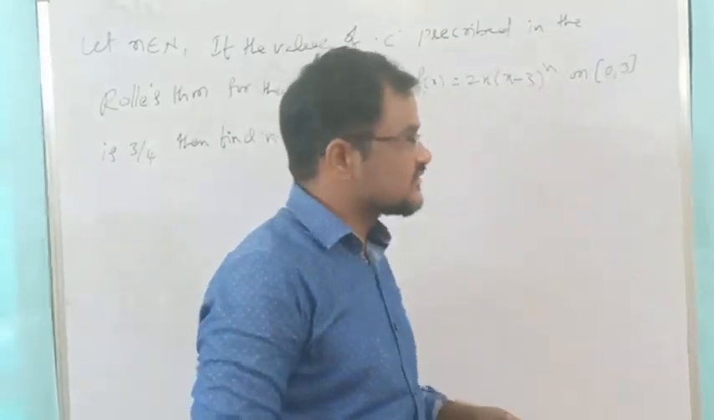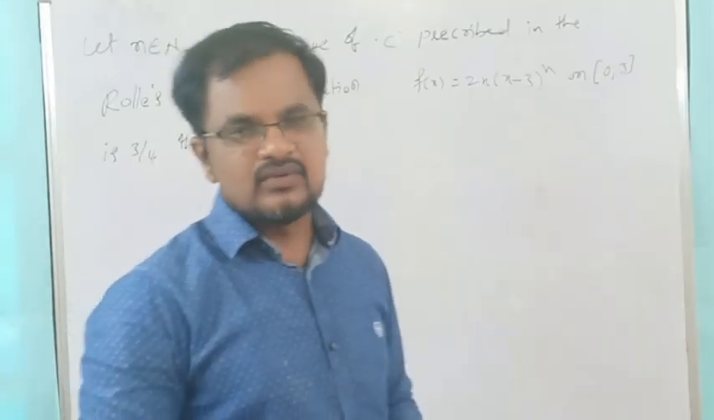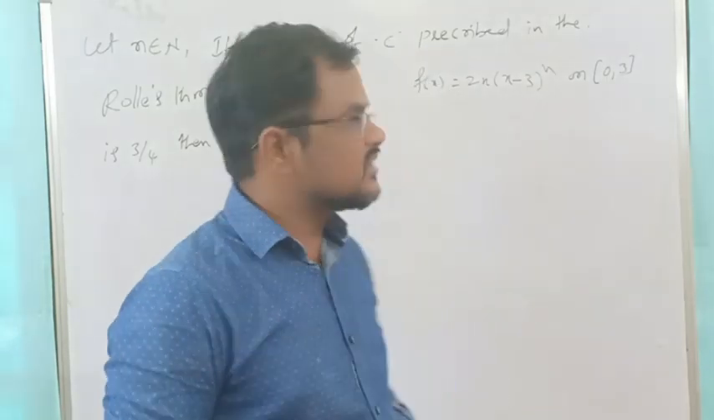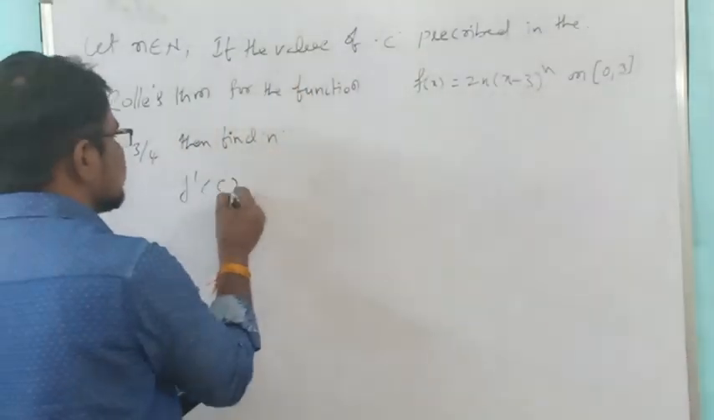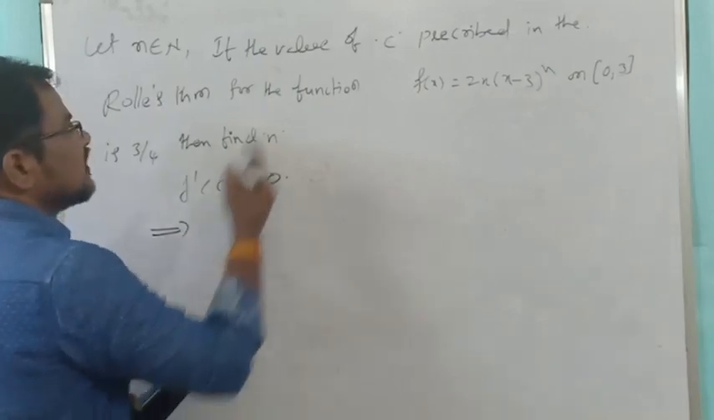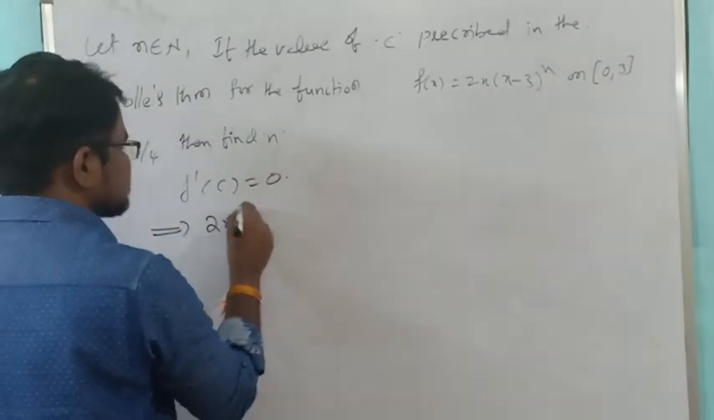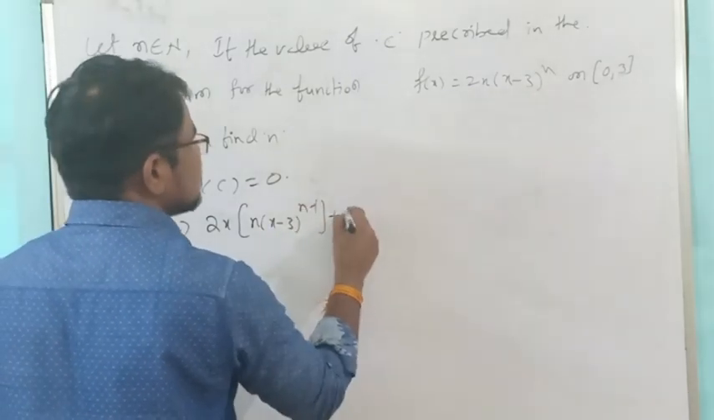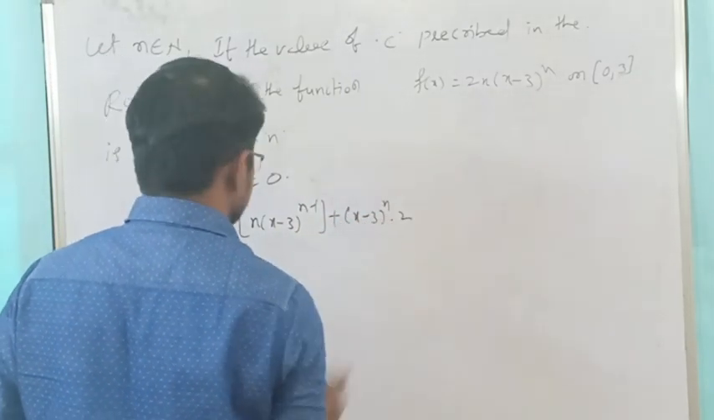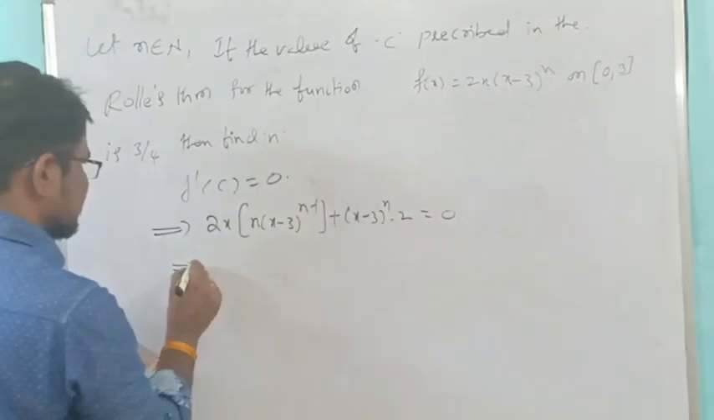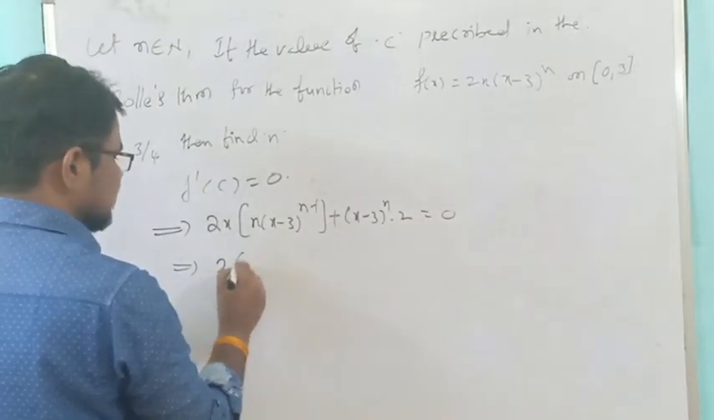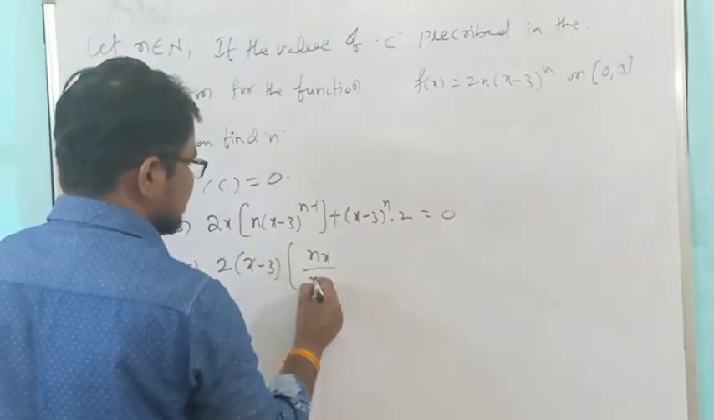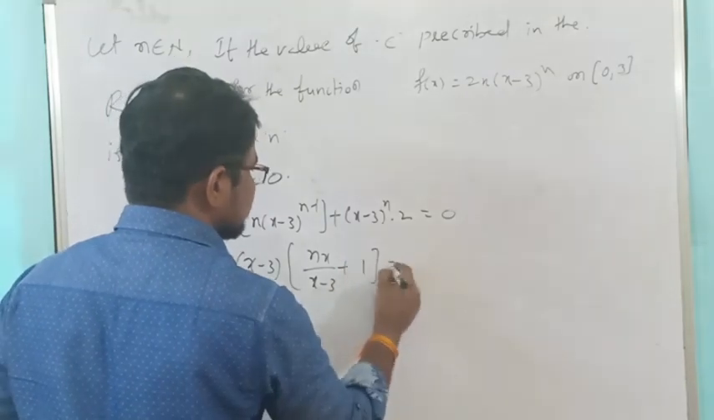So this function satisfies the three conditions of Rolle's theorem. Then we can say there exists at least one point which belongs to (0, 3) such that f dash of c equal to 0. That implies differentiation of this one. Now 2x into n into (x minus 3) whole power n minus 1 plus (x minus 3) whole power n into 2 equal to 0. You take the common 2 into (x minus 3) whole power n minus 1. What is remaining? nx by (x minus 3) plus 1 equal to 0.